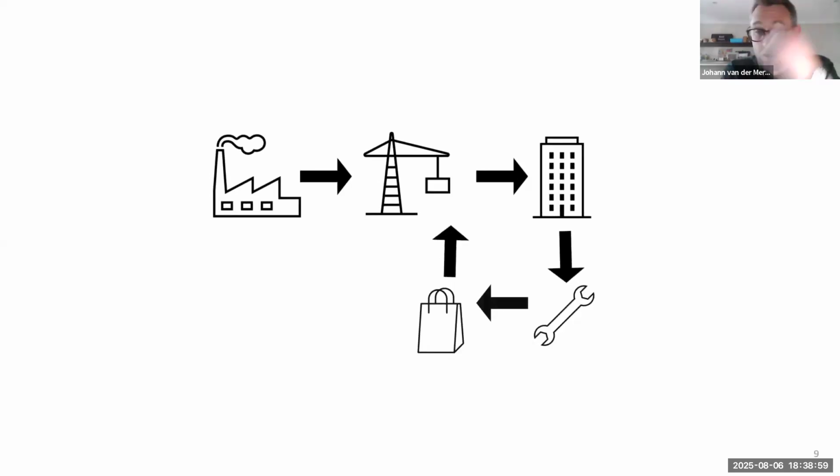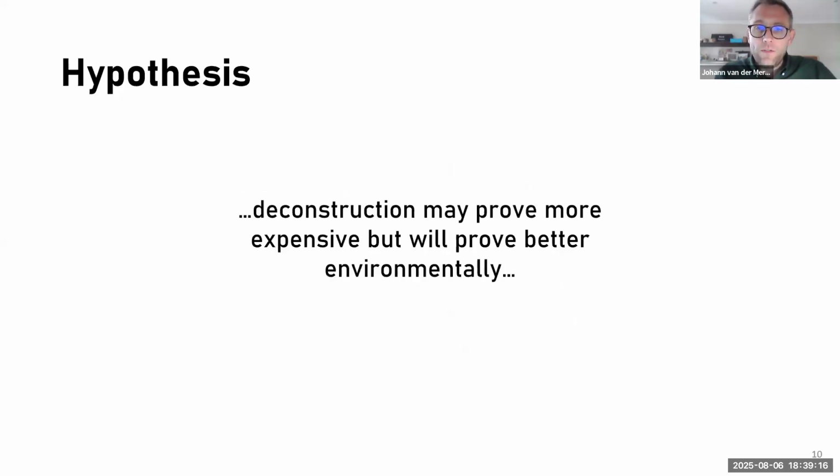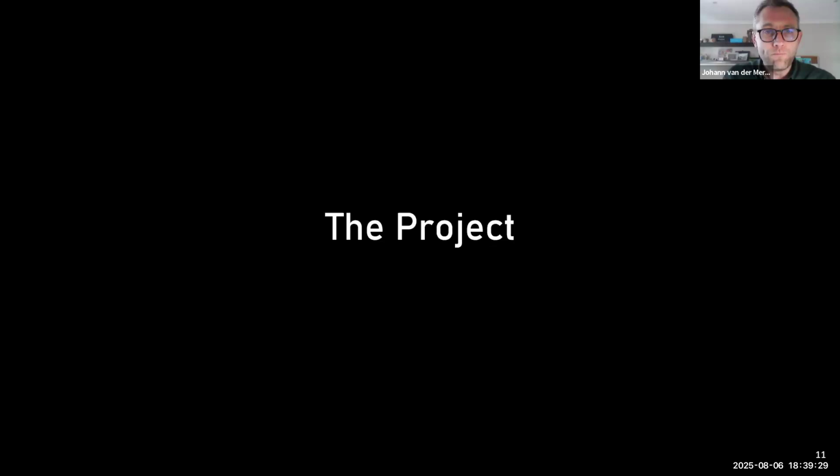So the premise of this study was to think about more circular value chains, to see how we could disassemble a building for selective reuse, to put that material back into circulation and reduce the amount of new material that we need to use. The hypothesis that we wanted to test in this group was whether deconstruction for selective reuse might be both cheaper and the more environmentally friendly thing to do.